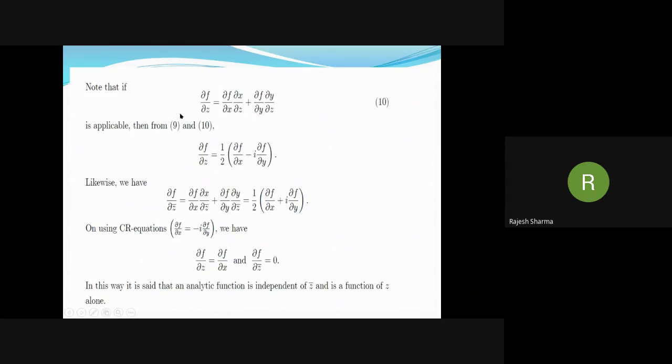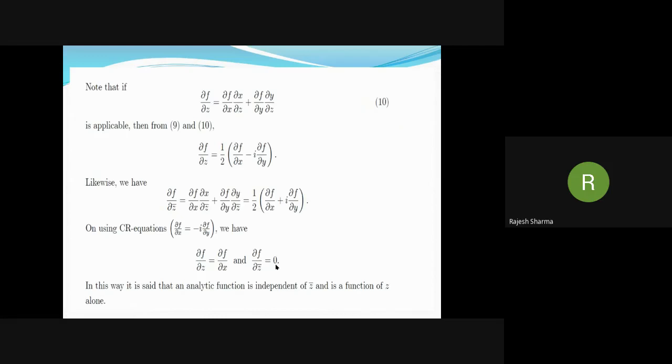So if the rules of calculus are applicable, we have ∂f/∂z is equal to ∂f/∂x times ∂x/∂z plus ∂f/∂y times ∂y/∂z. Now substitute values from above. What we have, ∂f/∂z is equal to half (∂f/∂x minus iota ∂f/∂y). And similarly, ∂f/∂z bar is equal to half (∂f/∂x plus iota ∂f/∂y). Now use CR equations in this form: ∂f/∂x is equal to minus iota ∂f/∂y. In this case, we have ∂f/∂z is equal to ∂f/∂x and ∂f/∂z bar is 0.